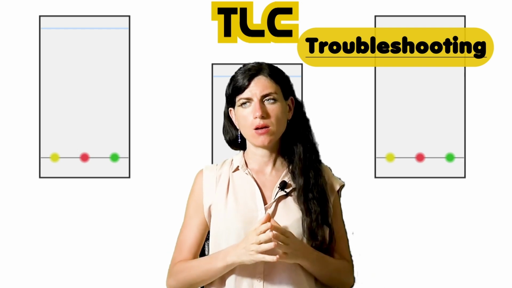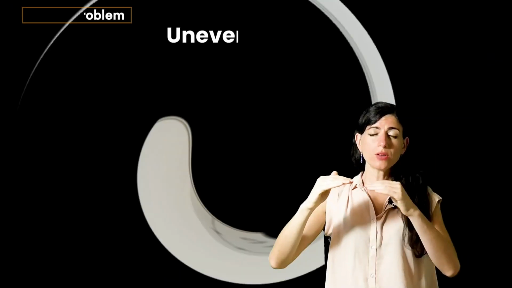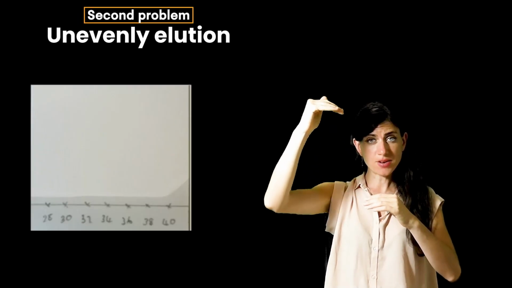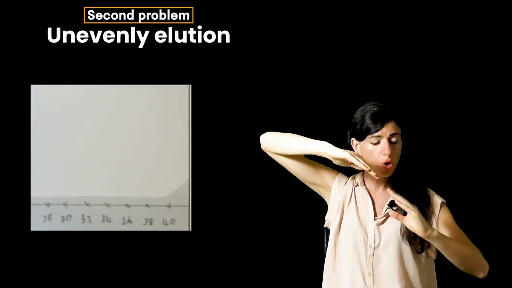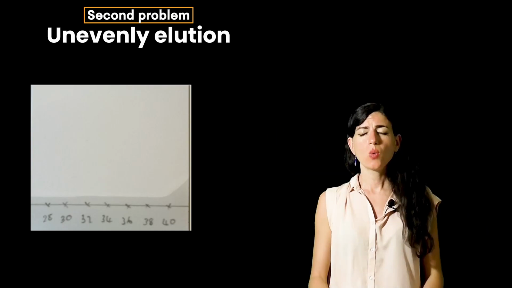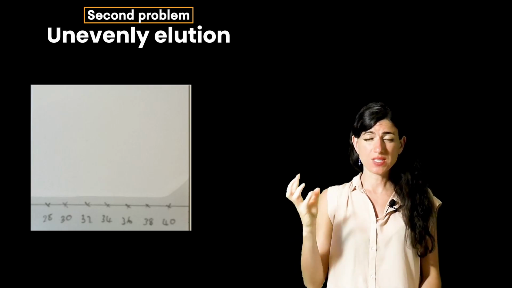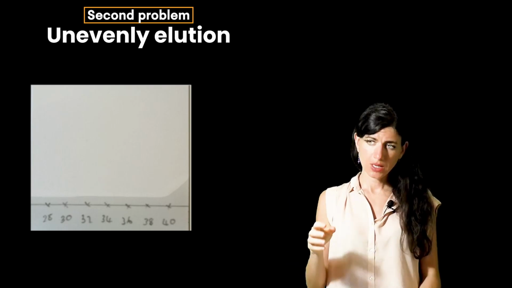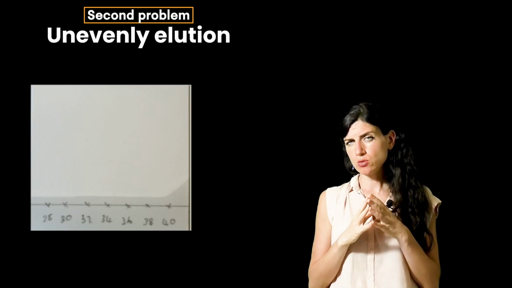Another typical mistake is the solvent eluting unevenly, where you see it rises higher on one side of the TLC while staying lower on the other side. What causes this? This issue is likely due to a damaged TLC plate, where parts of the silica have chipped off in some spots on the base of the TLC plate. So how can you solve this problem?